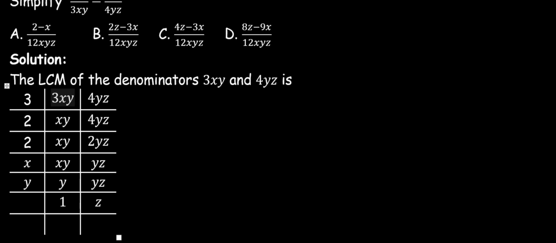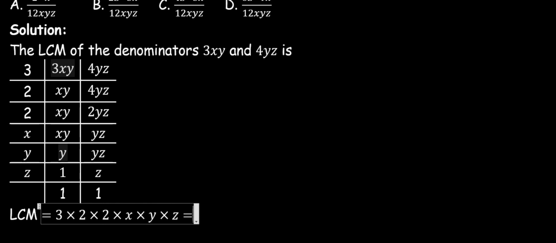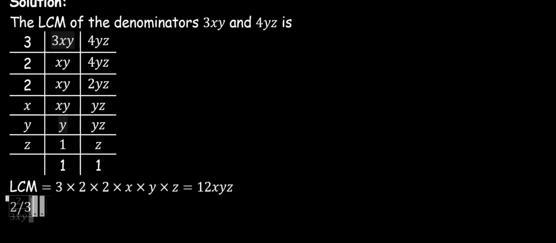Note that we are dealing with LCM. So we take our z, bring 1 down, and z divide z gives you 1. Thus our LCM becomes equal to 3 times 2 times 2 times x times y times z, which is equal to 12xyz.